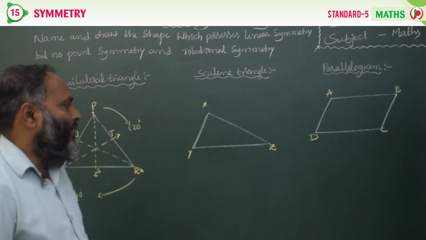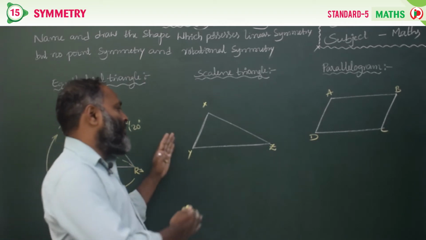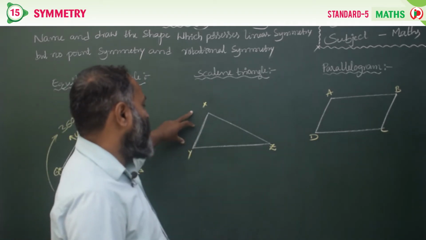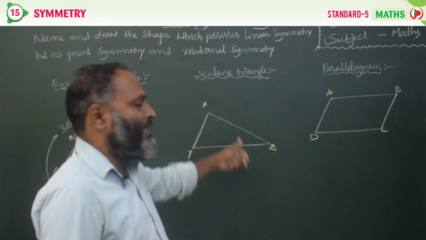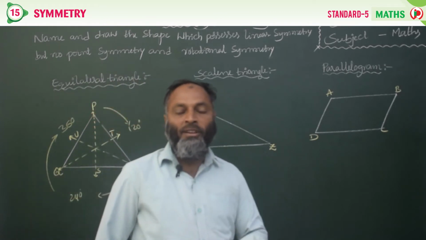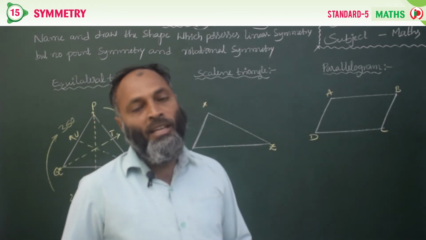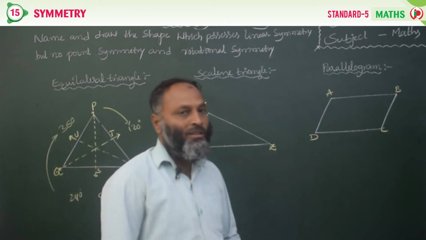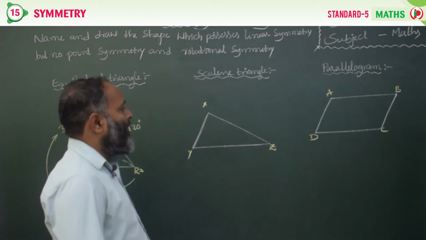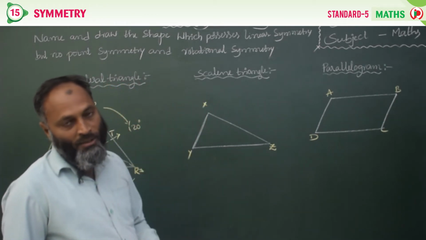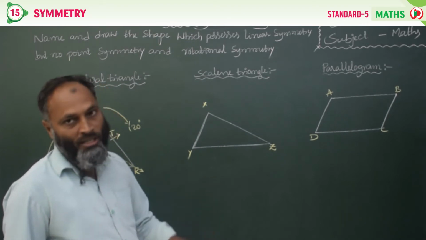In a scalene triangle, all three sides XY, YZ and XZ are different in length, and all three angles are different. So a scalene triangle does not have a line of symmetry, point of symmetry or rotational symmetry. Why?